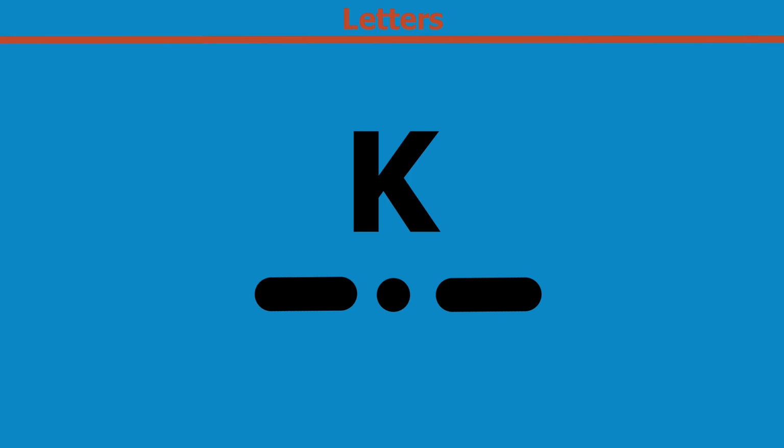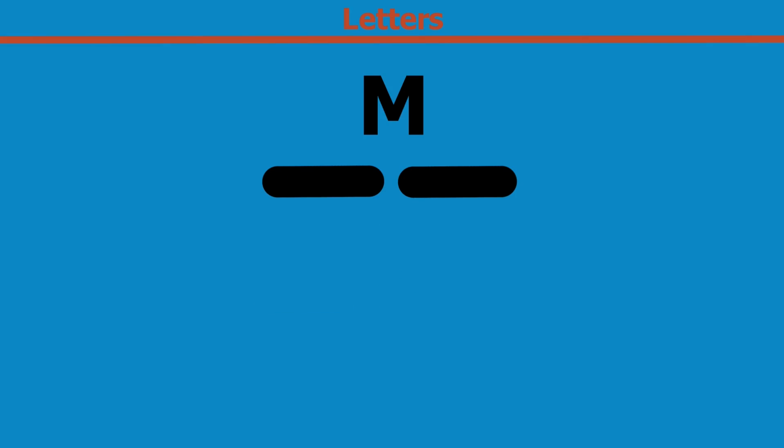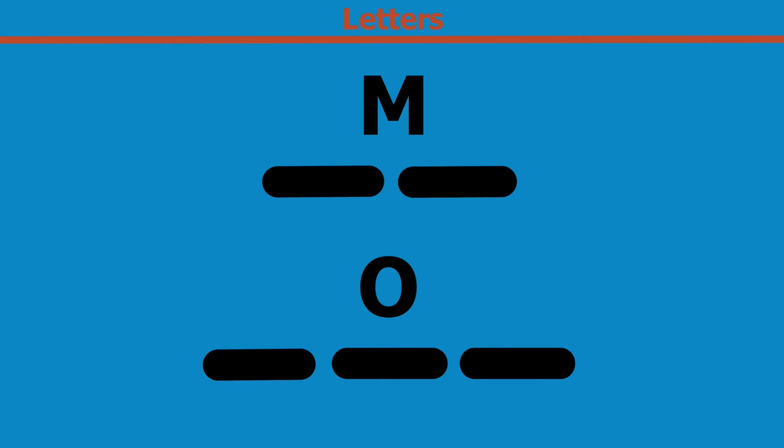K is dash dot dash. Each dash represents a line. M is 2 dashes and O is 3. Both are long sounds, so they're long in Morse.